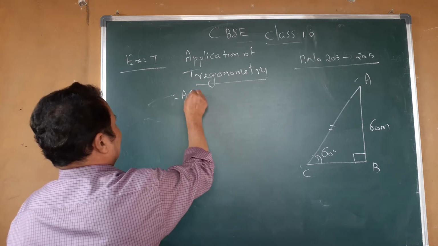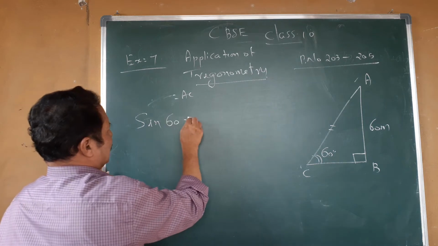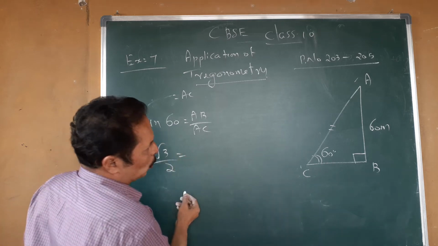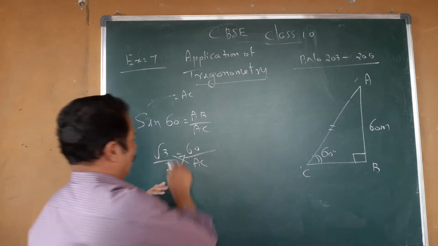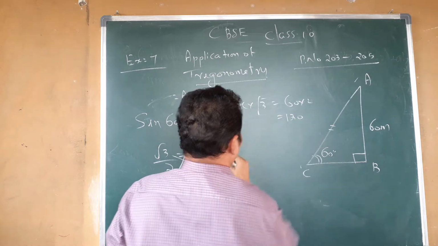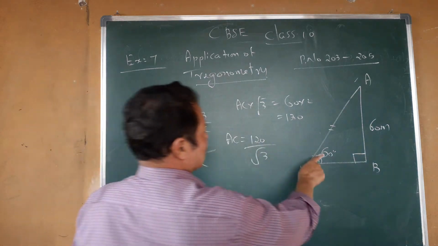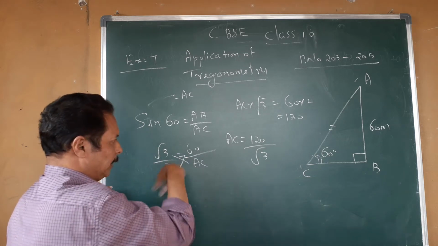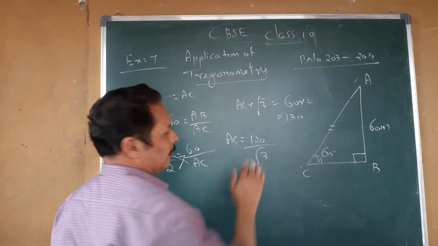Length of the string equal to. Now this is the opposite side and hypotenuse, that's equal to sine. Sine 60 equal to AB by AC. The value is root 3 by 2 equal to 60 divided by AC. Now cross multiply. AC into root 3 equal to 60 into 2 equal to 120. AC equal to 120 divided by root 3. Remember, sine is opposite by hypotenuse. Then substitute the value, then cross multiply, you get like this. So 60 into 2 is 120. AC is 120 divided by root 3.